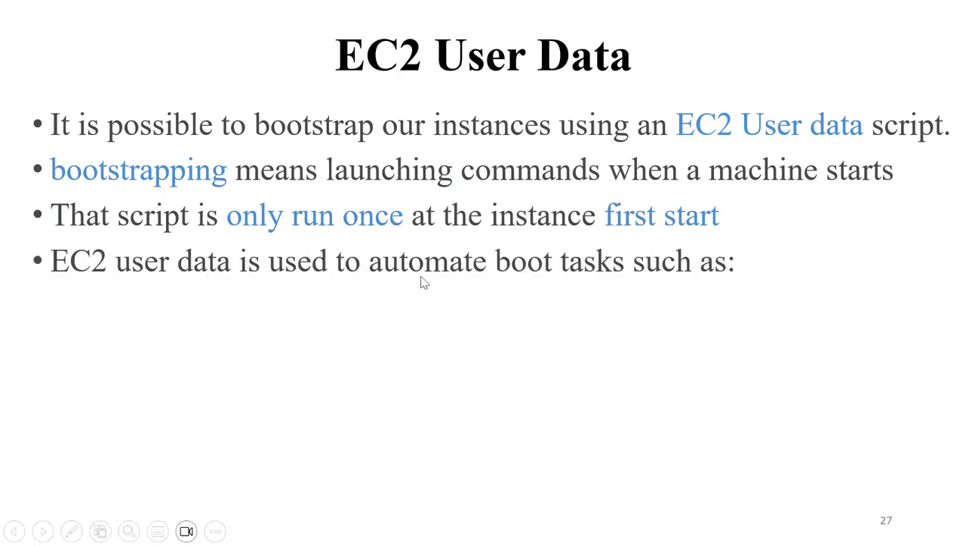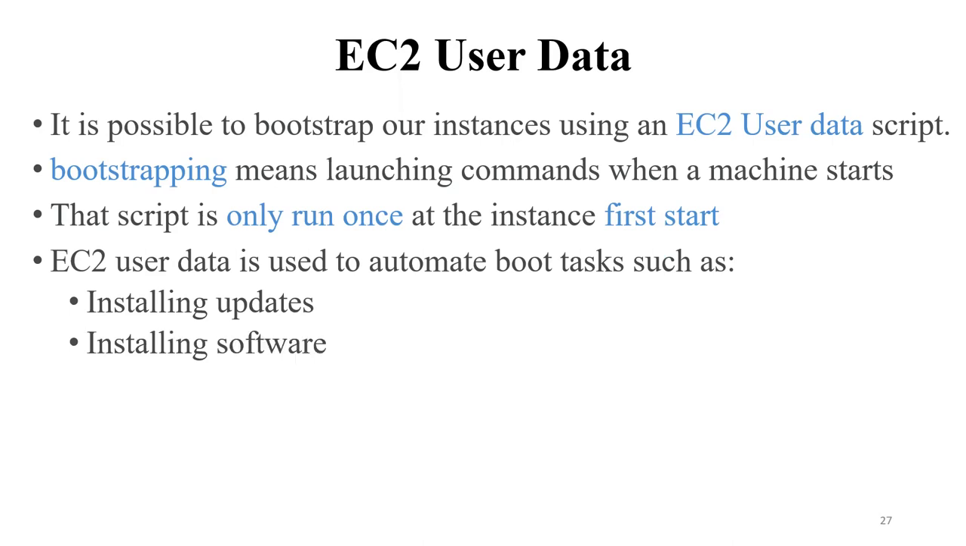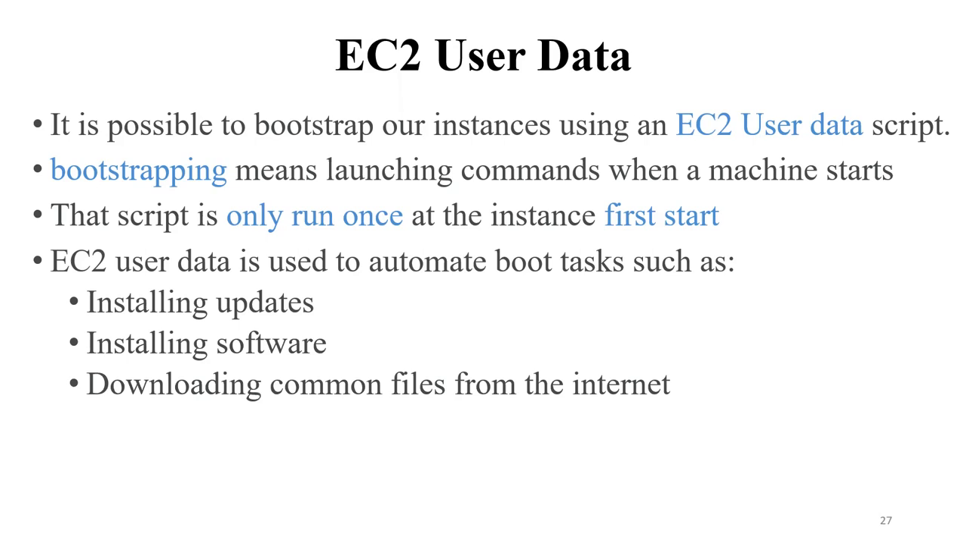EC2 user data is used to automate boot tasks. What are the tasks at boot time? Suppose I need to install packages or update packages, or download files from the internet while the system is getting ready. Or anything you can think of during the launching which is required before the system is ready for the user. Then we can plan it in the user data section.